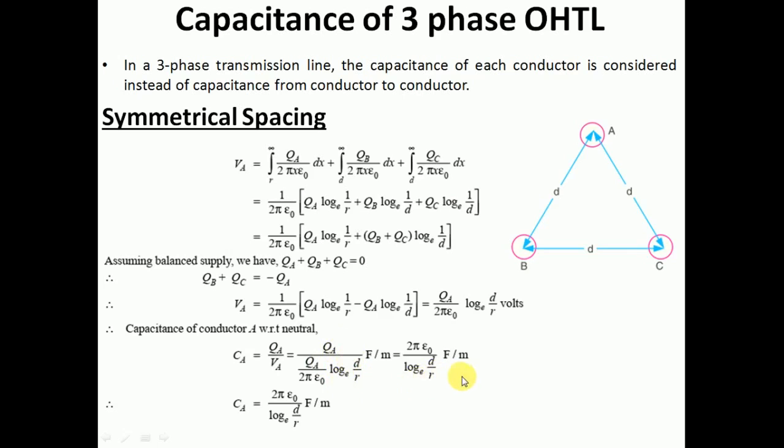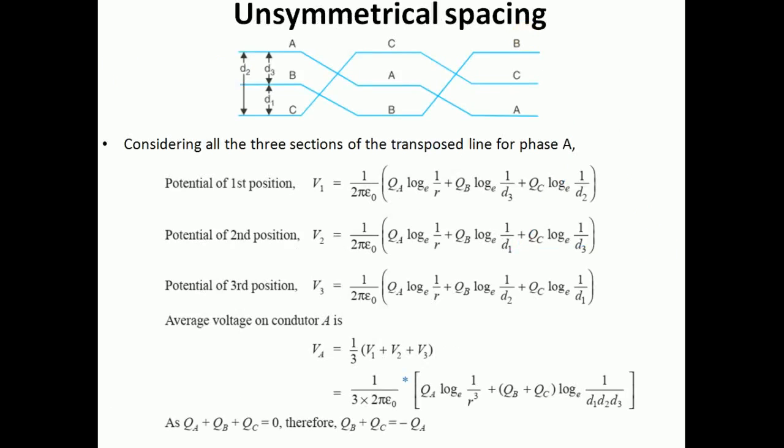Then we will be able to get the value of capacitance of this conductor A as 2 pi epsilon 0 natural log of d by r. This relation is same as that of the capacitance to neutral in the case of a single phase overhead transmission line. So far we have seen the symmetrical spacing case in the case of a three-phase system. Next we are going to consider the unsymmetrical spacing.